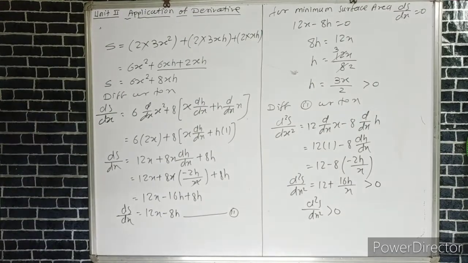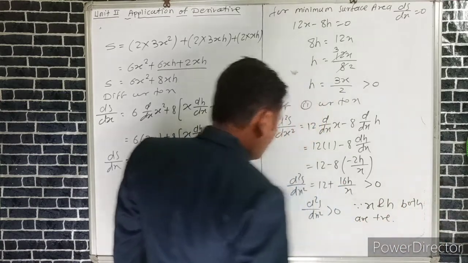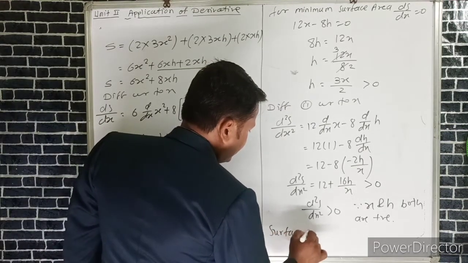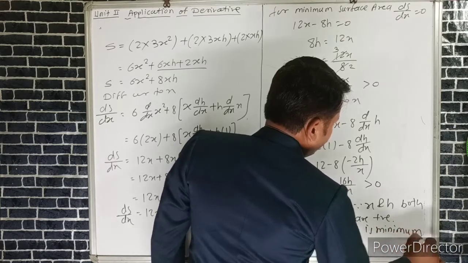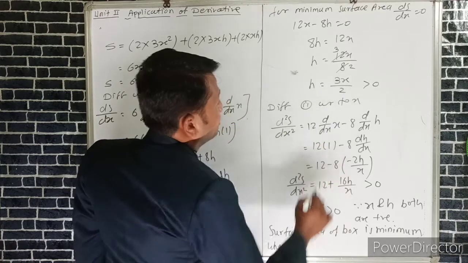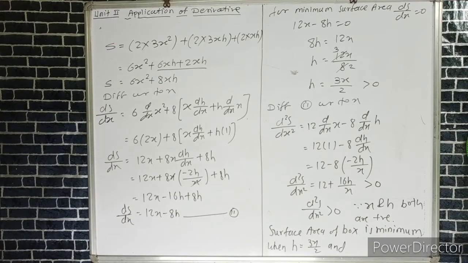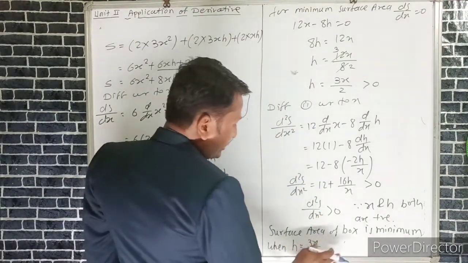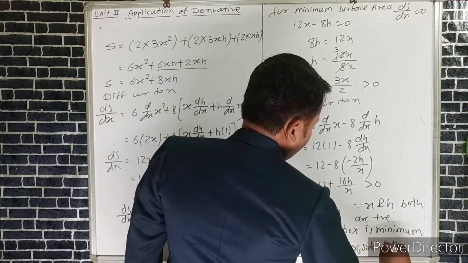So, because x and h are both positive, the surface area of the box is minimum when the height h equals 3x by 2, that is, when the height is 3 by 2 into the shorter side of the base.